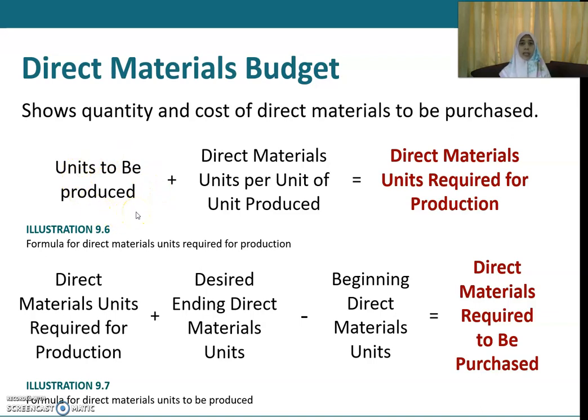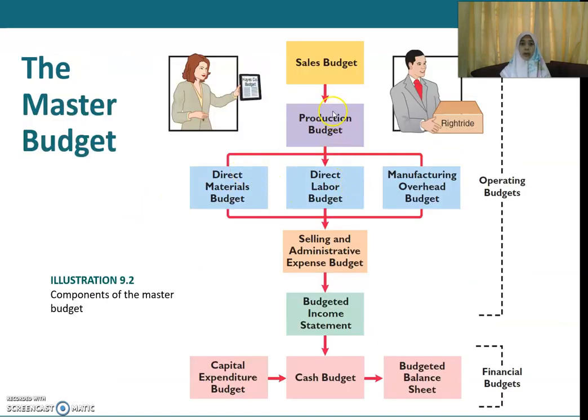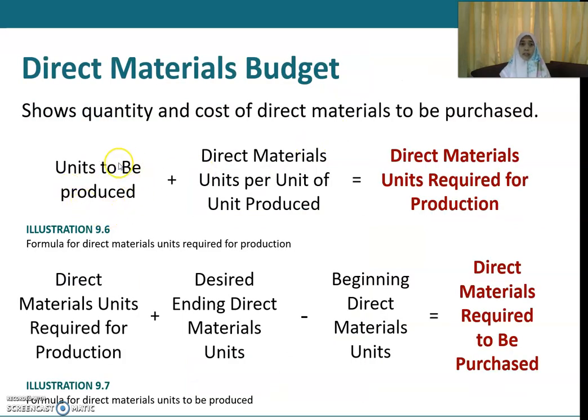You already decided how many units you want to produce. From how much you need to produce, it goes into how much input you require to arrive at that production level. So the starting point will be the units to be produced, and then you multiply by the direct material units per unit of production, per unit produced.